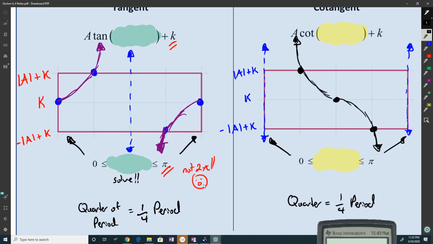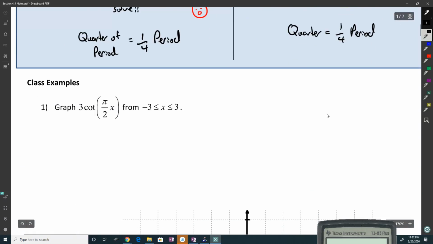Again, it just takes getting used to, but these are the two weird ones of the group, meaning that their graph doesn't look like sine or cosine at all. So you just kind of have to memorize the two shapes. Anyway, let's do our first example.